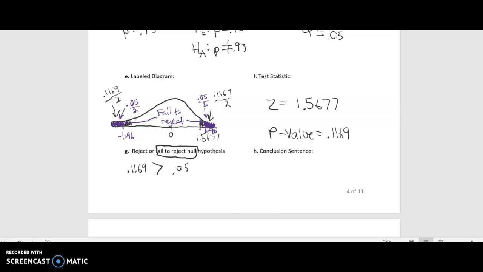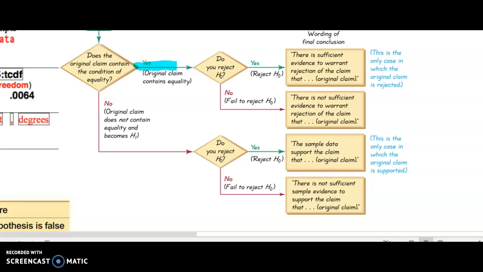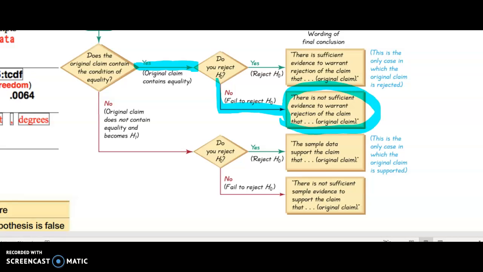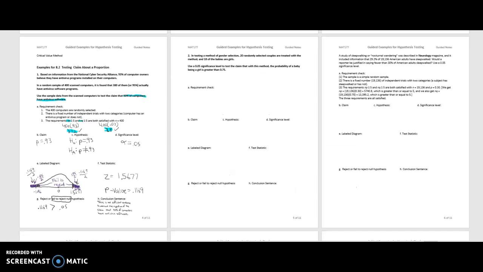Now we need to write our conclusion. For this example, our original claim did include equality, and we failed to reject. So we can say there is not sufficient evidence to warrant the rejection of our claim. We can say there is not sufficient evidence to warrant the rejection of the claim that 93% of computers have antivirus software.